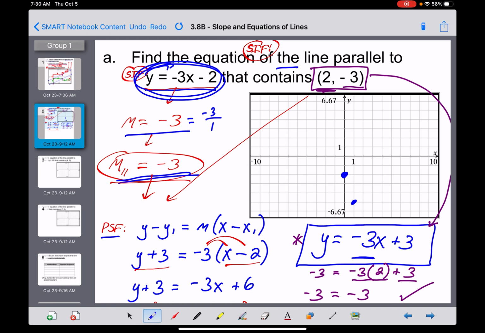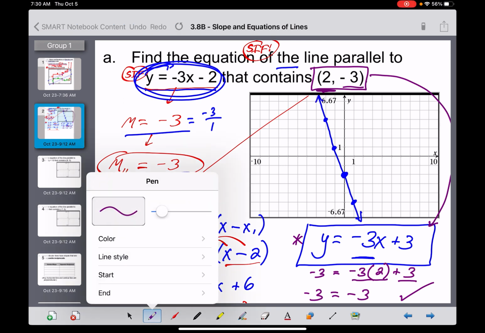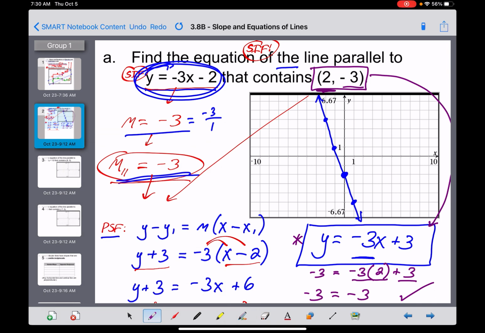Running out of room, I could also go up 3, left 1, up 3, left 1. I've got a little more room to do that there. Not very well drawn. Let's try that again. Here is the original line, y is equal to negative 3x minus 2. Now, we believe that we've come up with the equation of the one and only line that's parallel to that line and also contains the point (2, negative 3).